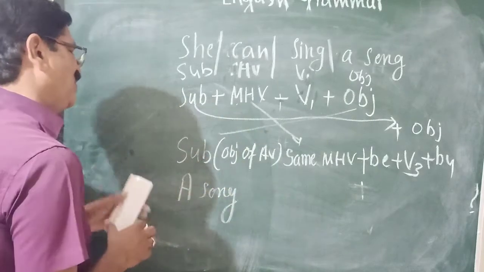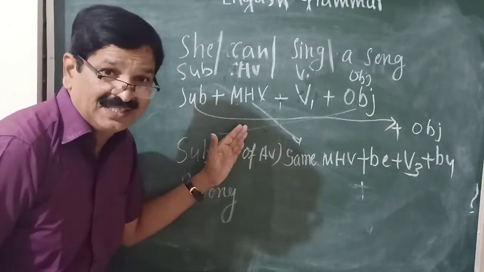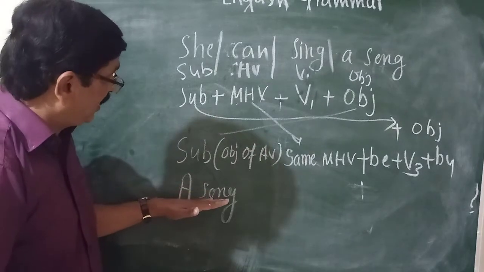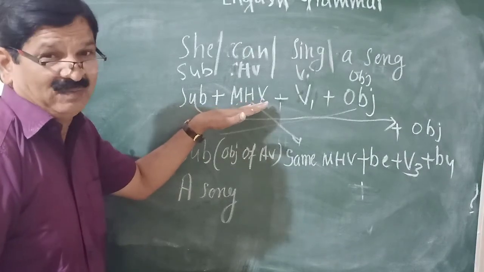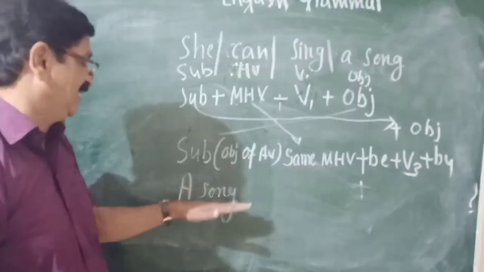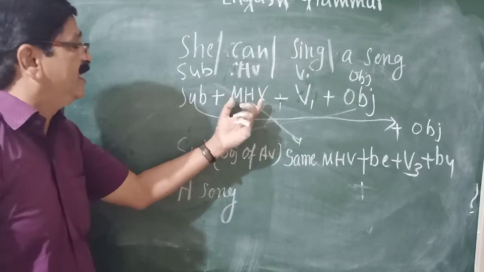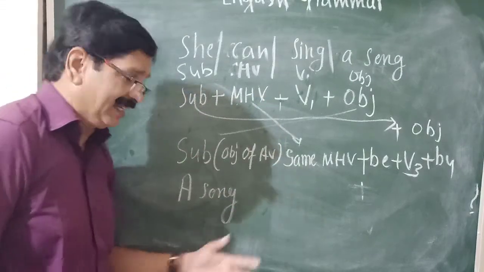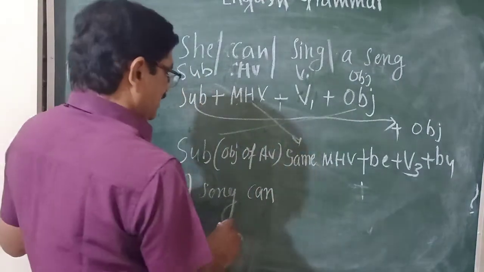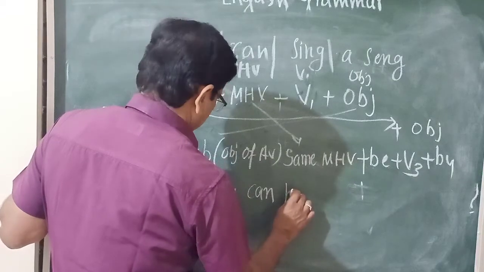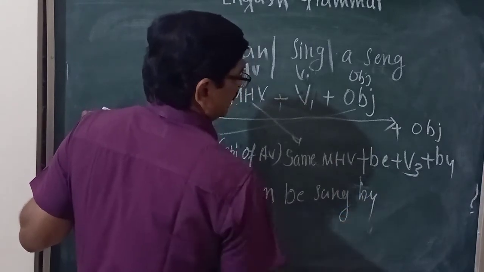In previous cases, whenever there were be forms, have forms or do forms in active voice, we thought about the number of the subject and the verb in active voice, and the tense of the active voice. Here we need not change it, and we need not think about number, whether it is plural or singular. The same modal helping verb should be brought here. See, can, a song can be sung by her.